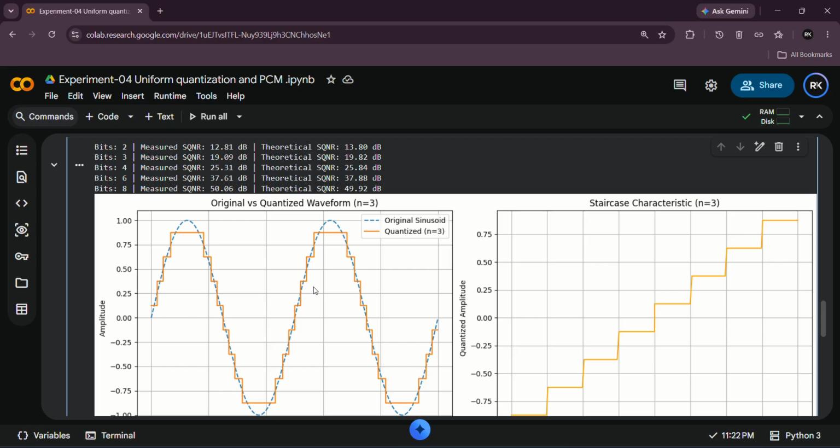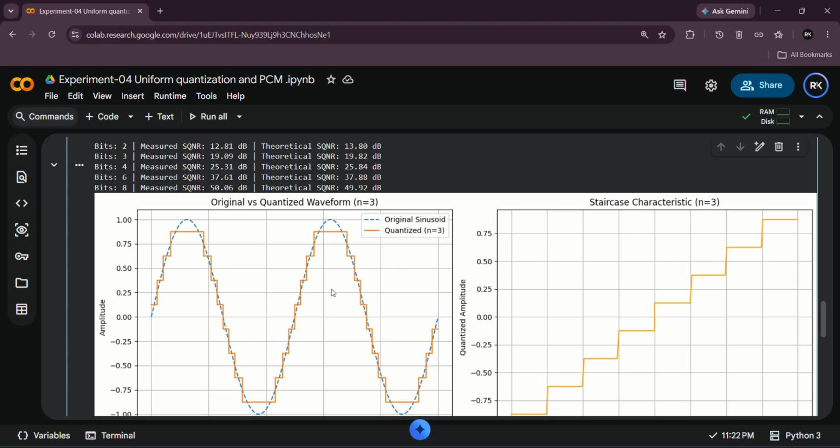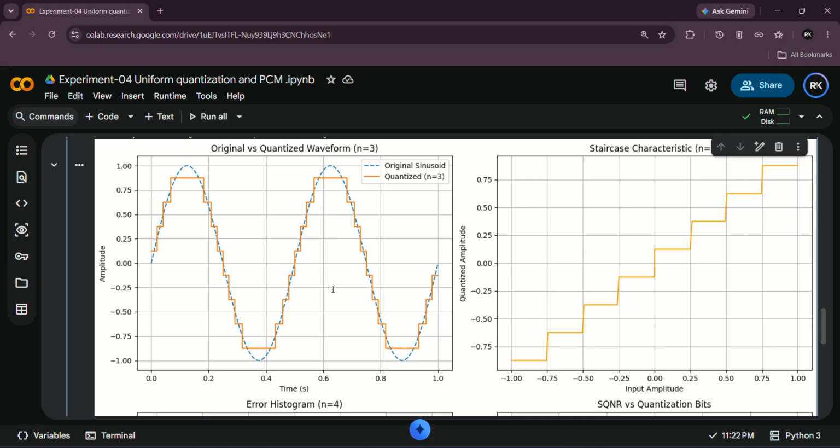This version uses just 3 bits, only 8 levels. You can clearly see the staircase effect. The quantized signal can only jump between a small number of fixed amplitude values, so it visibly deviates from the smooth original curve. This is the raw, audible or visible distortion that quantization introduces at low bit depth.